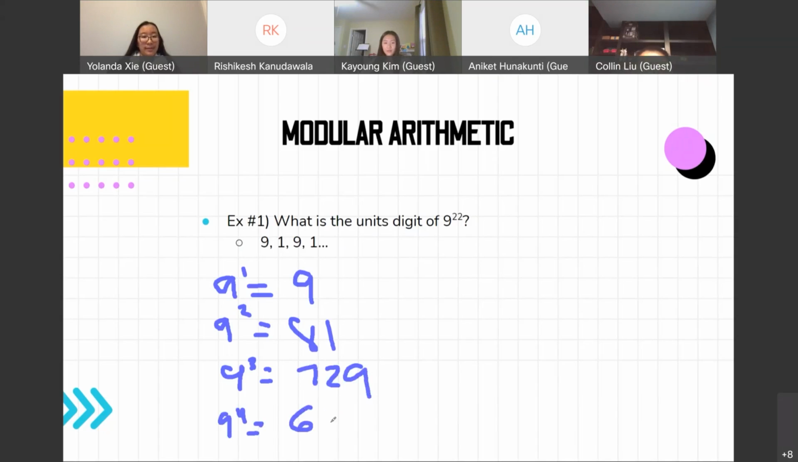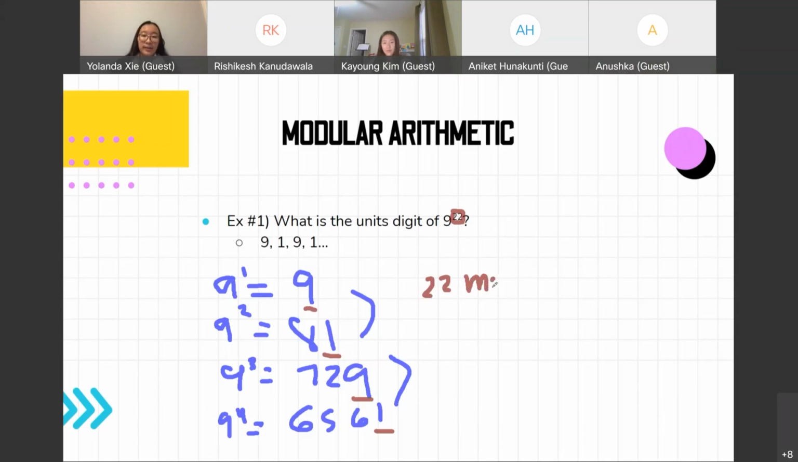Okay, so we've established our pattern is just 9, 1, and then it repeats. So now we have to use some kind of modulus operation. Does anyone remember what we're doing? Something mod something? What are the somethings we're modding? 22. Yeah, 22 mod, and then 22 mod what? 9? I don't think it's 9, but that's a good guess. So actually it will be 22 mod 2 because there's two things in our pattern. There's 9 and then 1.